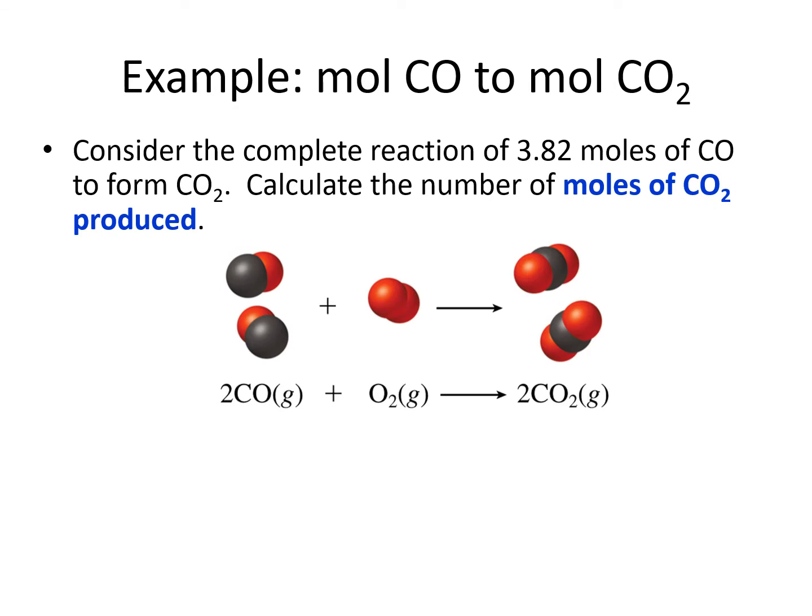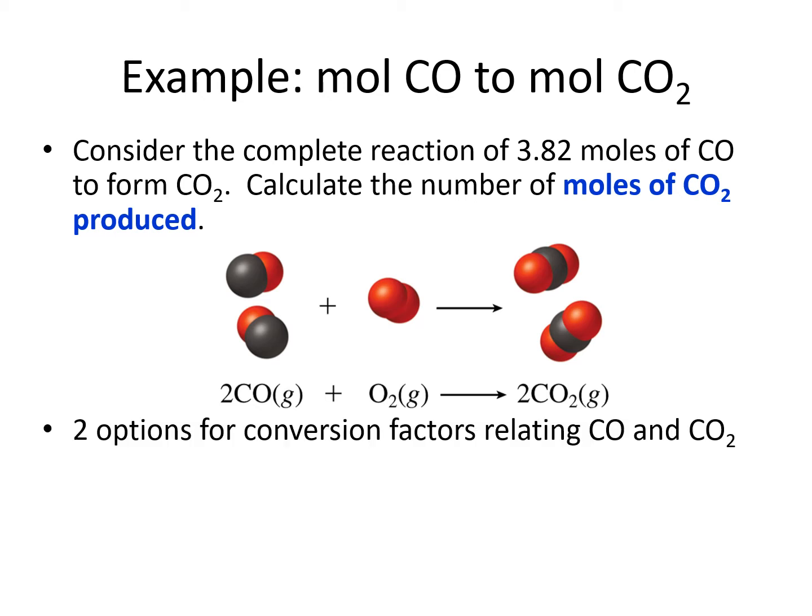Let's look at an example. We're trying to find how many moles of CO2 would be produced if 3.82 moles of CO is put into the reaction. We've got two options for conversion factors that relate moles of CO and moles of CO2 from this balanced equation. We could have a conversion factor with moles of CO2 on the top and moles of CO on the bottom, or we could have a conversion factor with moles of CO on the top and moles of CO2 on the bottom. The one we choose is going to depend on which unit we're starting with and which unit we're trying to solve for.